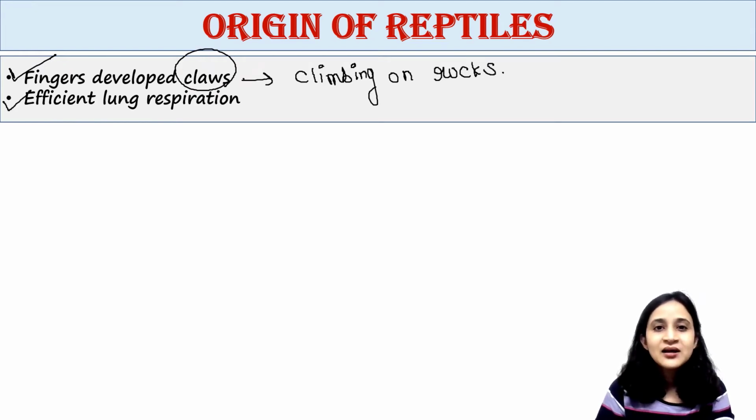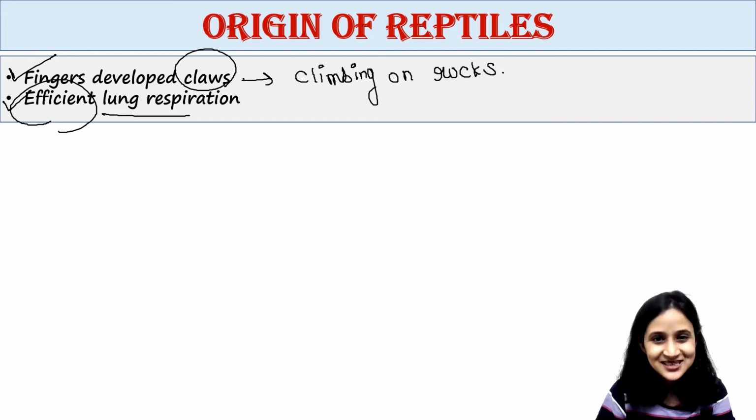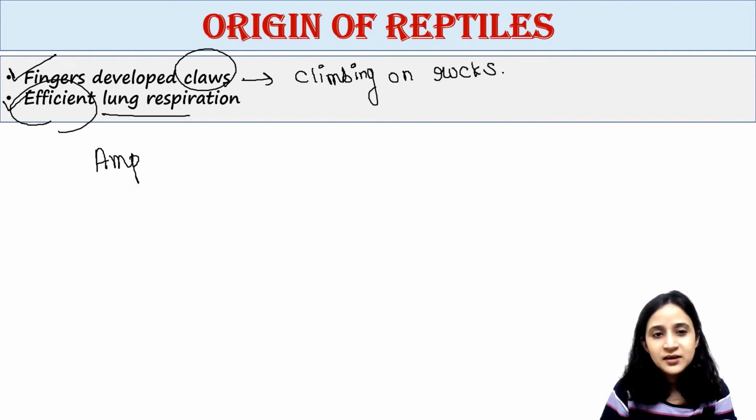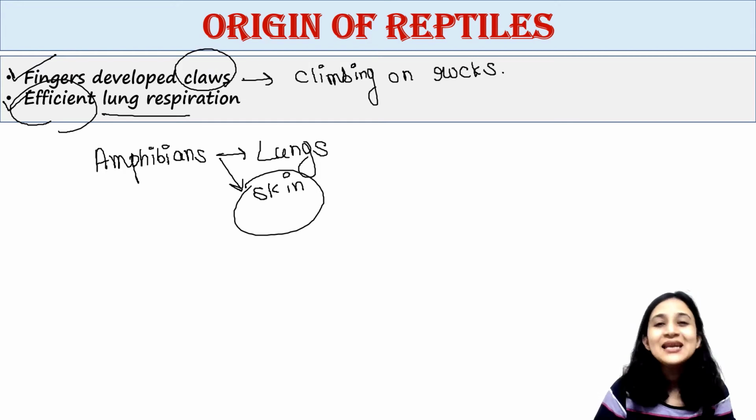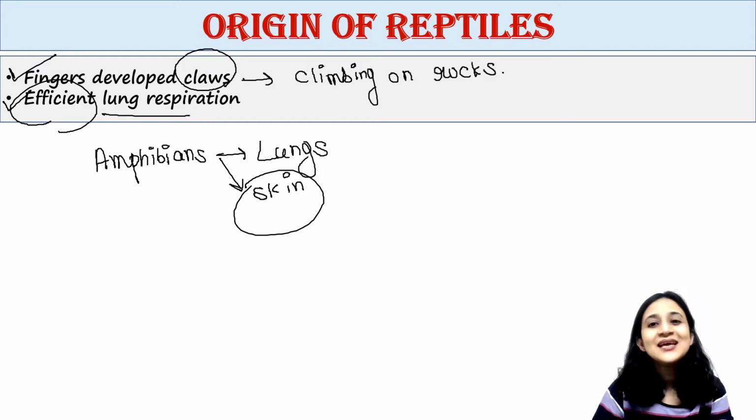Next, lung respiration became efficient, because amphibians breathe through lungs as well as skin, right? Amphibians respire through lungs and skin. When they are in water, they respire through skin also. But reptiles respire only via lungs. Therefore, their lungs became more efficient.